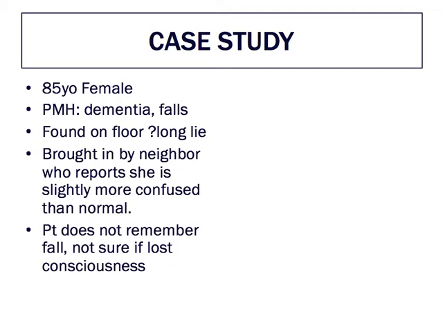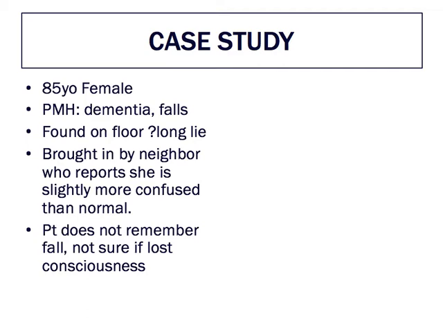So you're the F1 in A&E, you picked up the notes for the next patient and you read this on the triage page. This is an 85-year-old lady with a background of dementia and falls, and she was found on the floor, not sure how long she's been lying there for, but she was brought in by a neighbour who reports that she's slightly more confused than normal. But the patient herself doesn't remember the fall, not sure if she lost consciousness, doesn't remember any preceding symptoms, and basically you don't get much of a history from her at all.